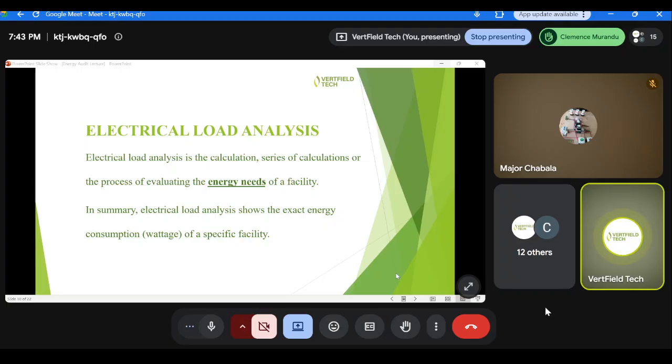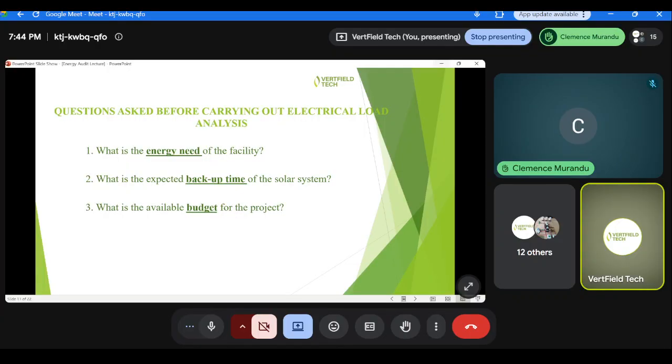So it simply means that this electrical load analysis is what will help you to know the exact energy consumption in wattage of your specific facility. This electrical load analysis will tell you how many appliances you are going to be powering up, what types of appliances you are powering up, and how long you intend to power up those appliances.